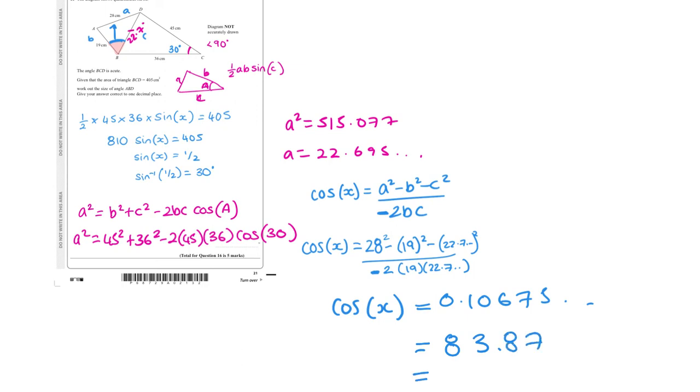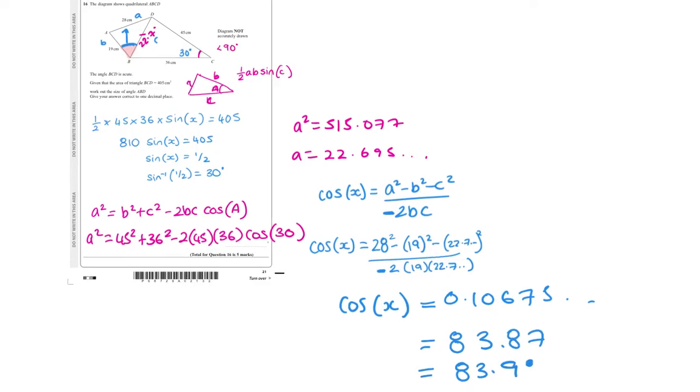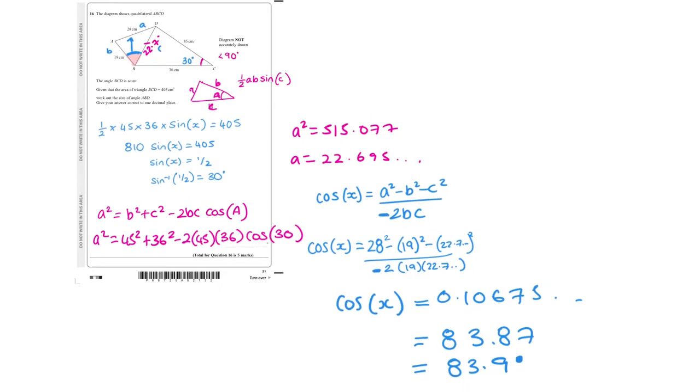83.87, which is 83.9 degrees. Perfect, well done. These are the things you should be double checking, because these are silly mistakes that can cost you a lot of marks, can't they? Great work.